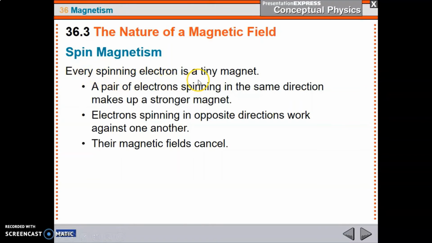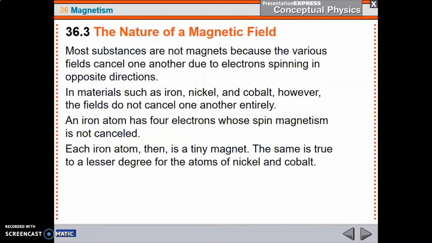Every spinning electron is a tiny magnet. A pair of electrons spinning in the same direction make up a stronger magnet. Electrons spinning in opposite directions work against each other, so their magnetic fields cancel. Now, most substances are not magnets because the various fields cancel one another due to the electrons spinning in opposite directions.